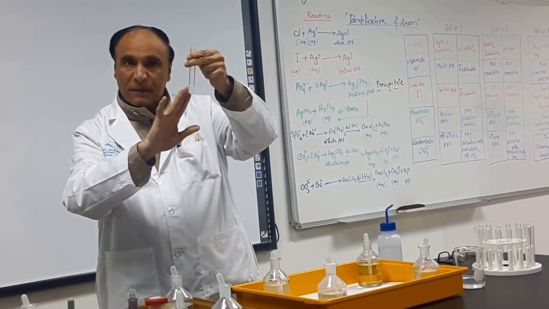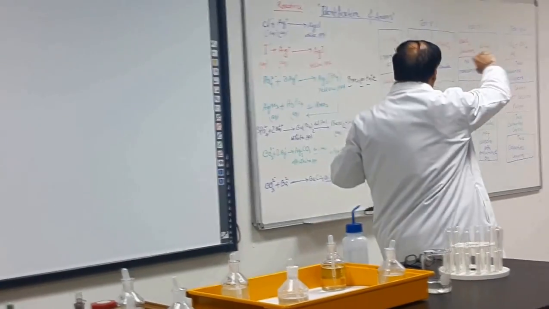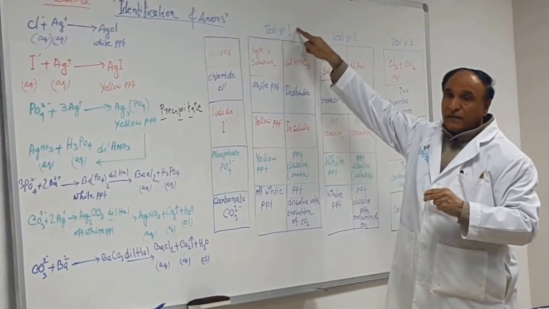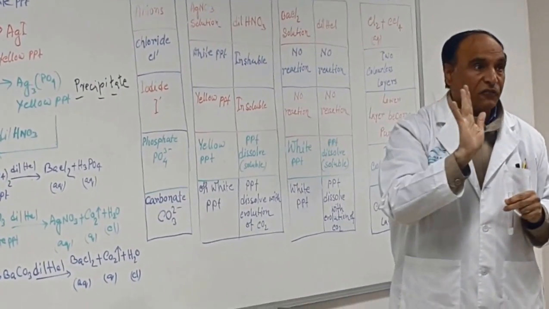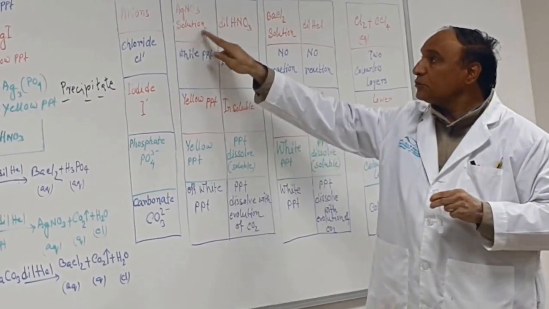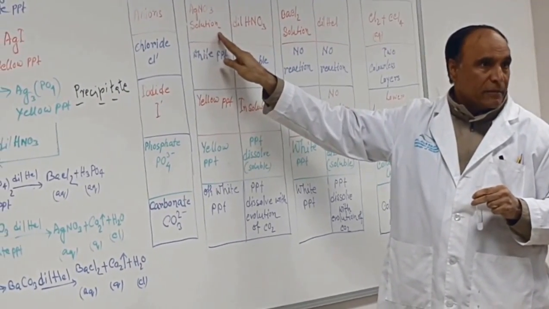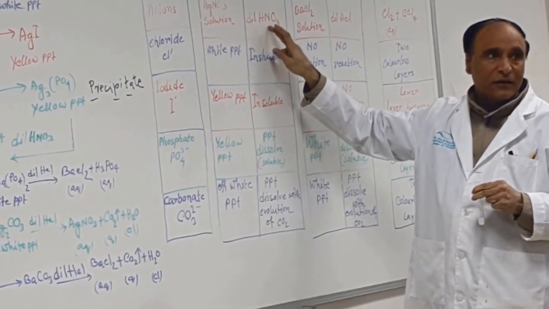This is a white precipitate with the silver nitrate. Test number 1. Half the test is complete, half, not full. It has 2 parts. 1 part is complete. Now I will do the second part.